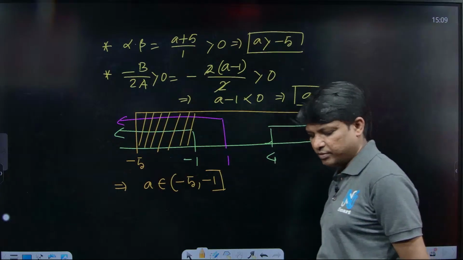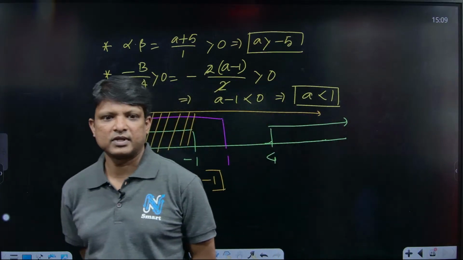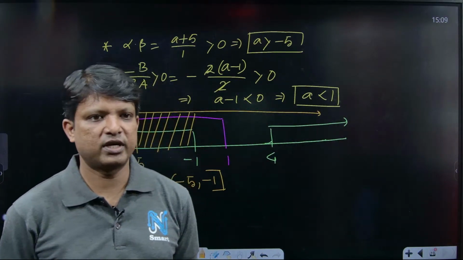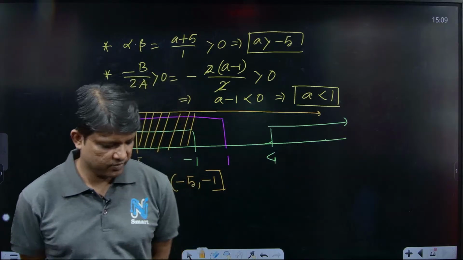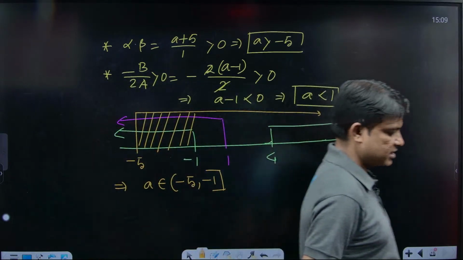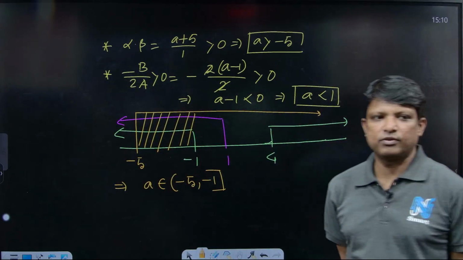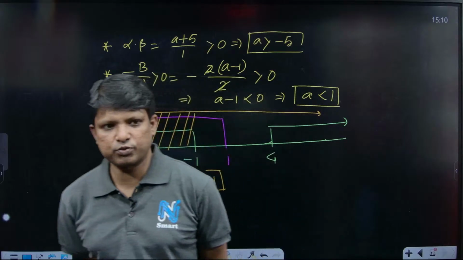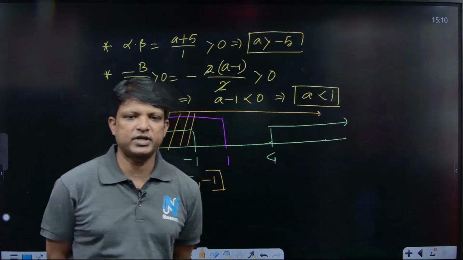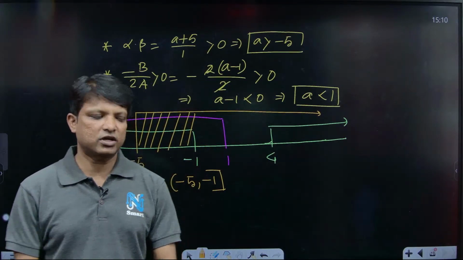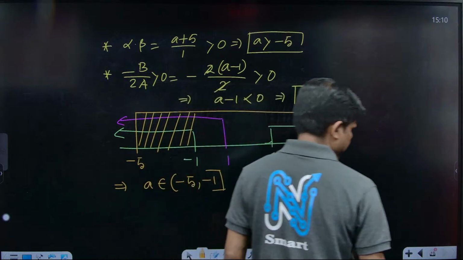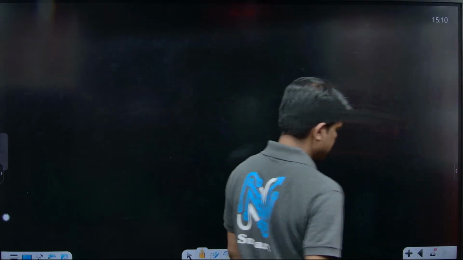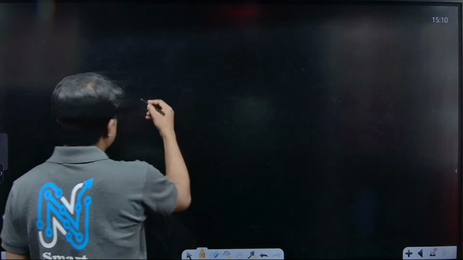First question: when both roots are positive, how do we analyze a quadratic expression? Same data, same question: when one root is positive and one root is negative, we have to analyze that the product of roots is negative.